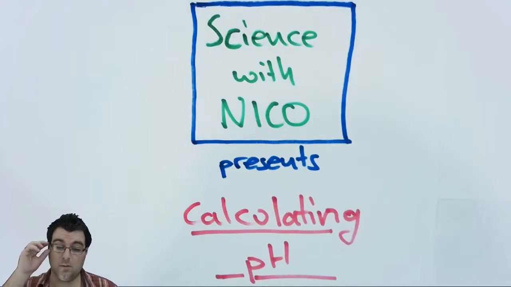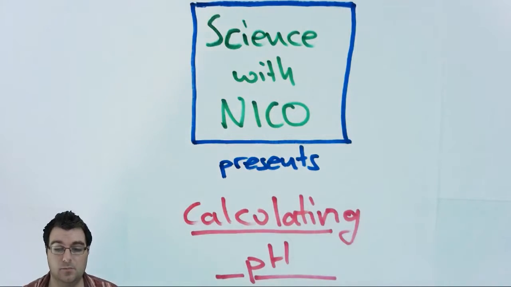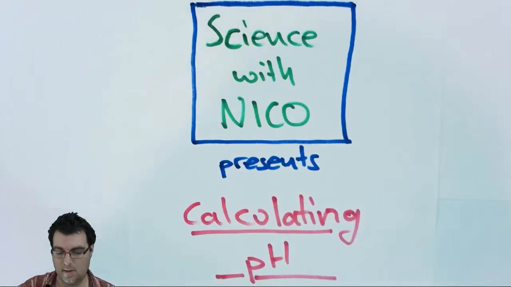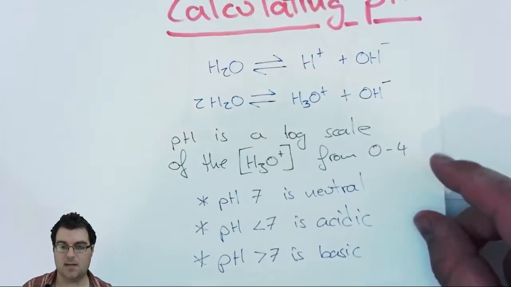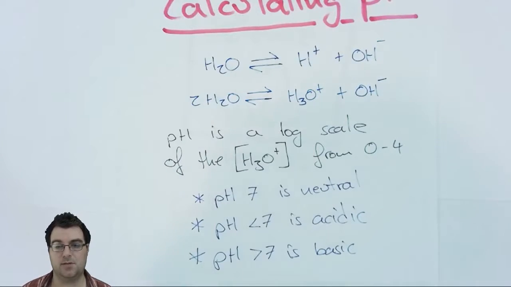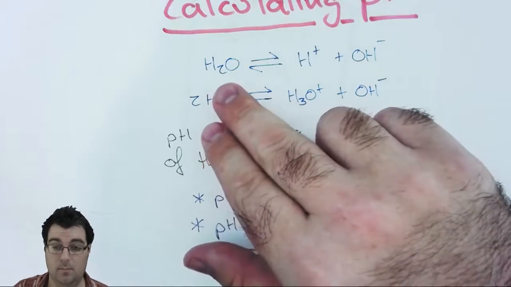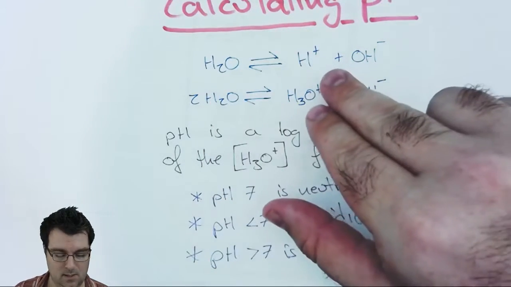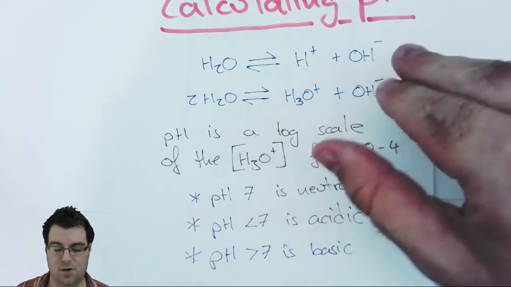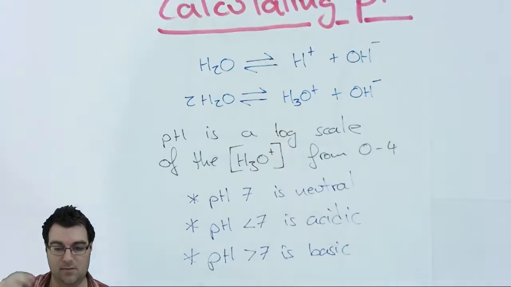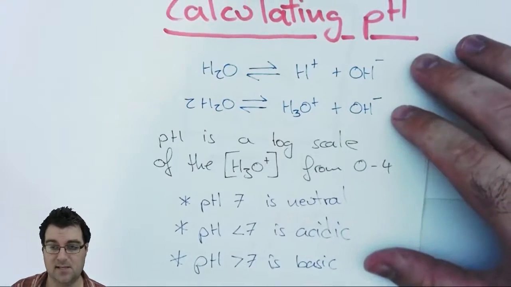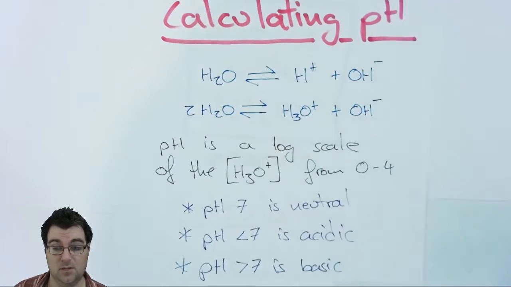This is an essential skill that you need to be right on top of when we're talking about the chemistry of acids and bases. Now, when we're talking about calculating pH, there's a few things to take note of. We're talking about the equilibrium between water and hydrogen ions and hydroxide ions, and how acids and bases affect that equilibrium of a solution.